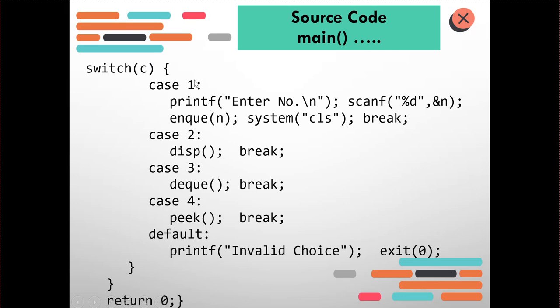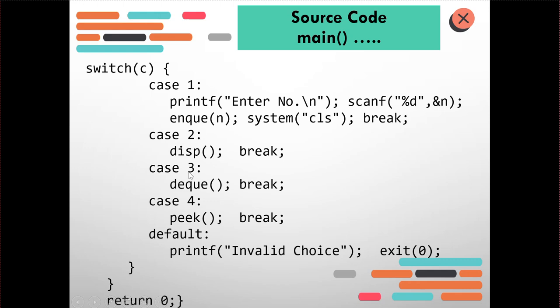Case 1 means the user has inputted 1. In that case, we will be asking for a number which is to be inserted in the queue, and we will be going to the enqueue function with that value, right? Similarly, case 2 means if the user has inputted 2, that means he wishes to display the individual items of the queue.